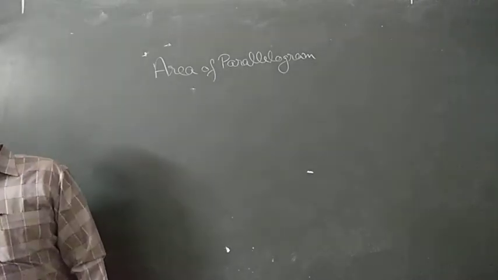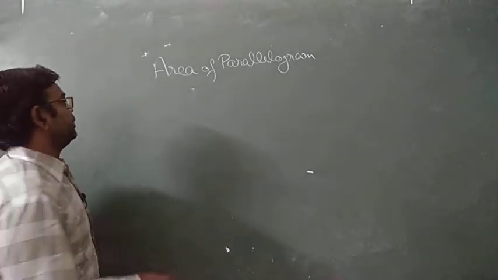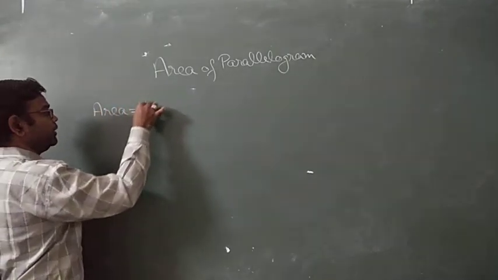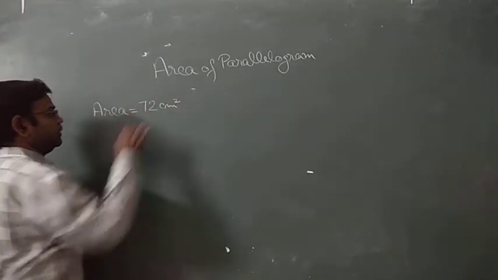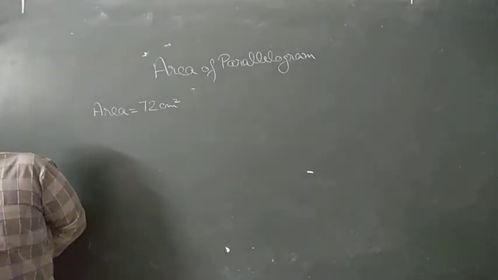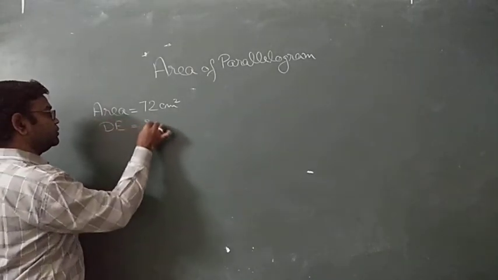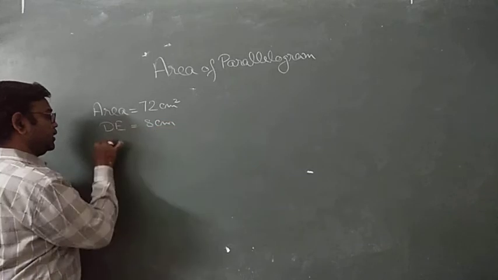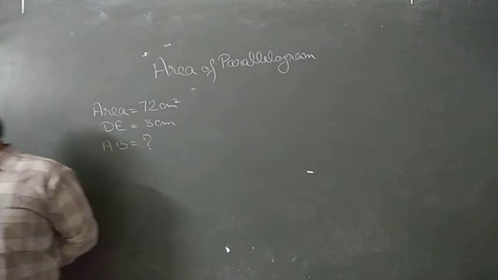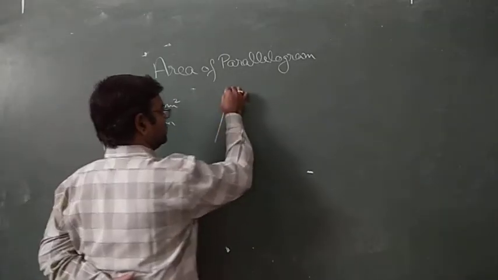I have a question. In this question, it is given that the area of parallelogram ABCD is 72 centimeter square. The area is already given. It is also given that DE equals 8 centimeter. The question asks you to find AB. And one figure is given to us. This is the figure.